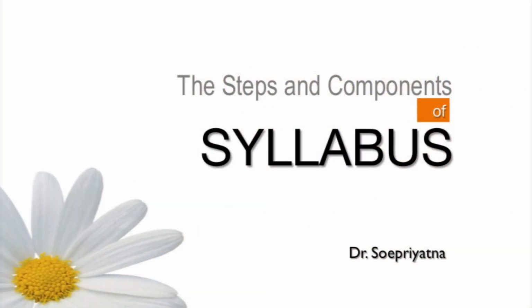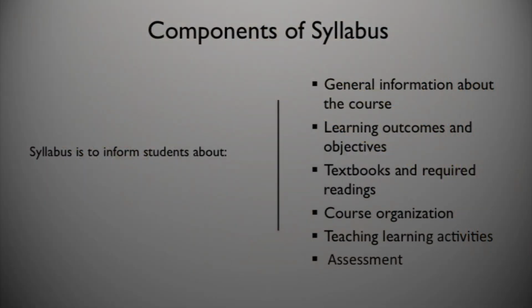In this session, we are going to discuss the steps and components of syllabus. Syllabus is to inform students about general information about the course, learning outcomes and objectives, textbook and required readings, course organization, teaching learning activities, and assessment.